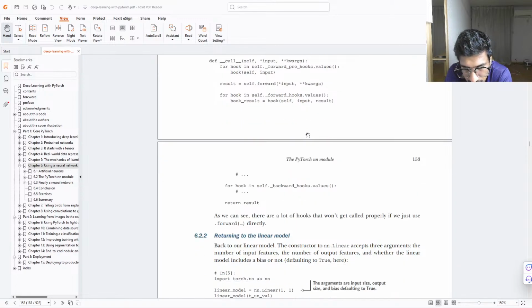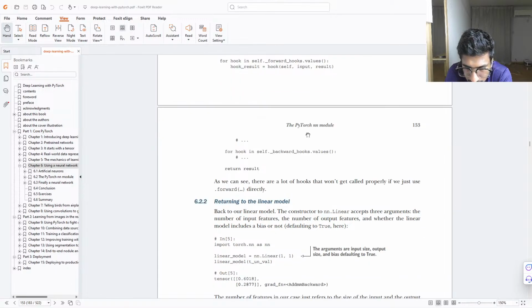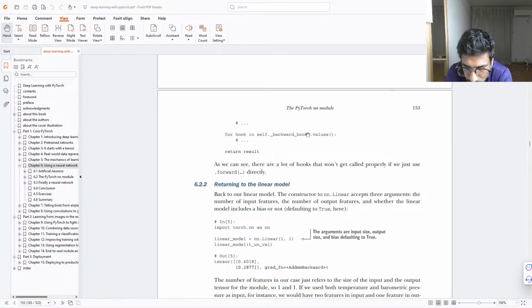We can see that there are a lot of hooks that won't get called properly if we just use forward directly. Returning to our linear model, the constructor to nn.Linear accepts three arguments: the number of input features, the number of output features, and the last one is whether it requires bias.